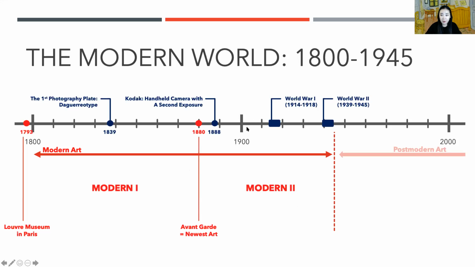We learned photography before the midterm, right? The first photograph in the world, the daguerreotype, came out during this modern time. As photography developed, many artists abandoned the traditional art style and tried new art styles, because traditional art was not meaningful anymore thanks to the invention of the camera. That also happened during this time period.